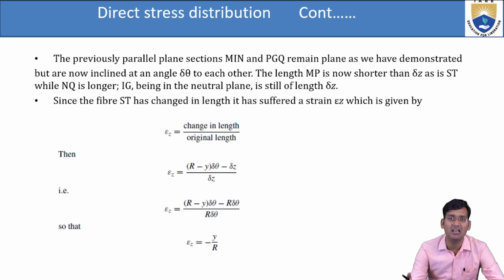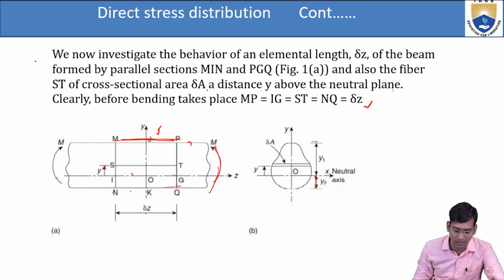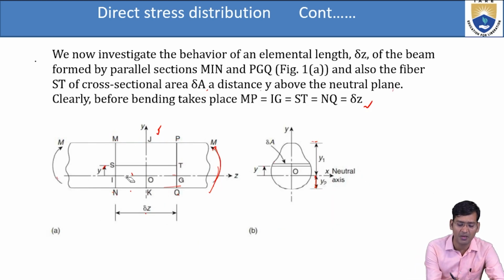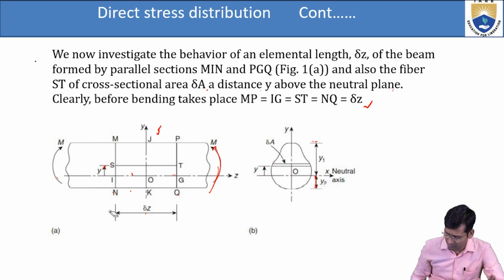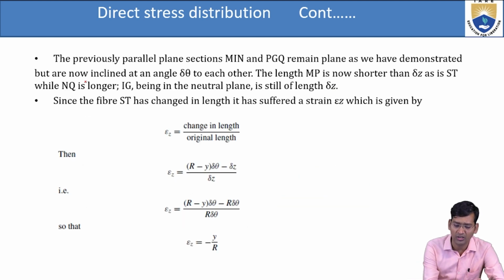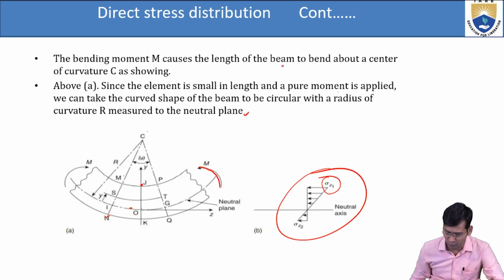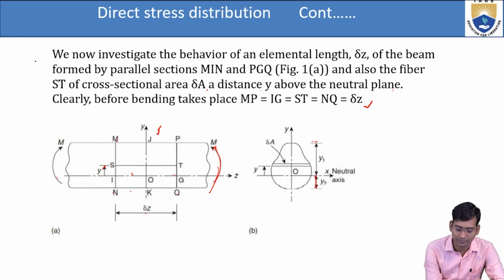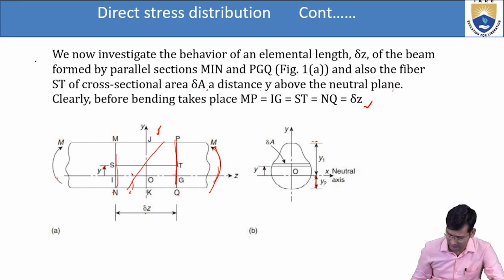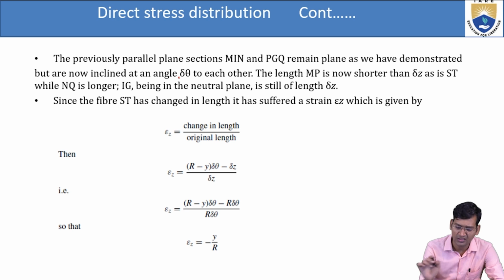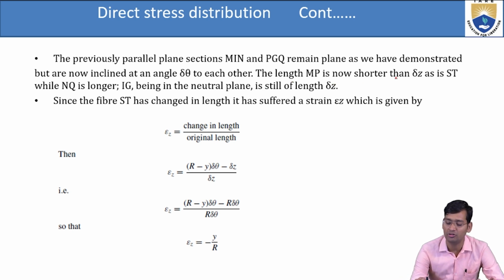Just see, the previously parallel plane sections MN and PQ remain plane, as we have demonstrated, but are now inclined at an angle delta theta to each other. Before, both were at the same angle, meaning they were parallel, right? But now we are changing the angle, so MN and PQ are at some certain angle delta theta to each other. The length MP is now shorter than delta Z.